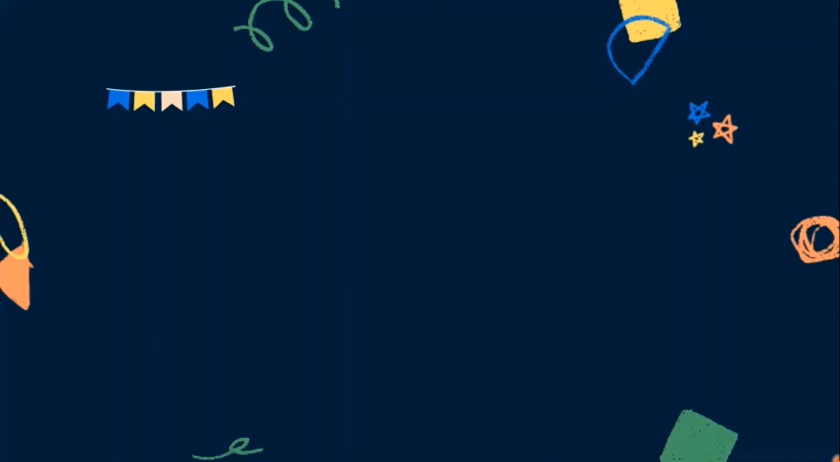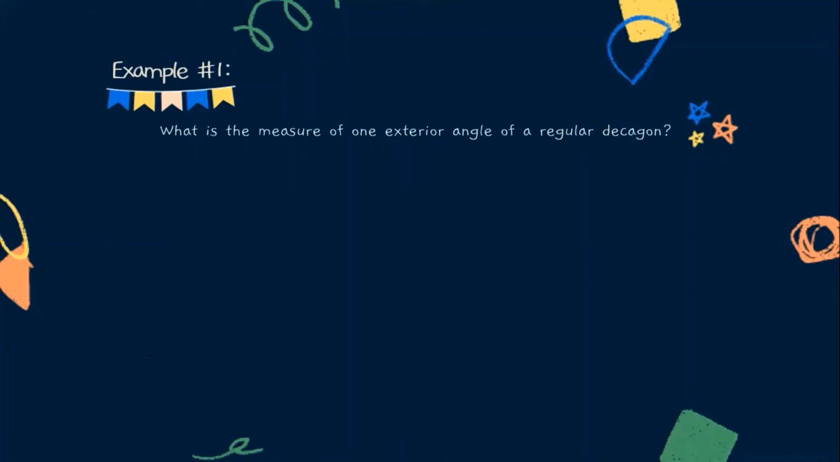Now that we have learned the classifications of triangles and quadrilaterals, also we're able to construct triangles, quadrilaterals, pentagons, and hexagons. We will now proceed in solving word problems involving polygons. Notice that we will be using inductive reasoning for us to solve each problem. Example number 1, what is the measure of one exterior angle of a regular decagon?